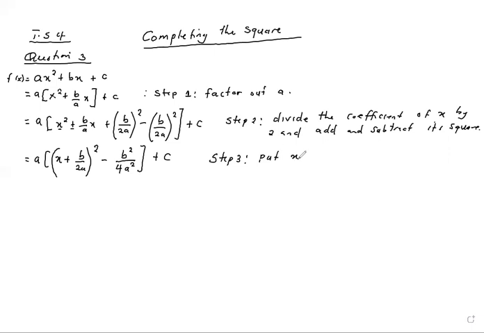We put x plus b over 2a in the brackets squared and expand the subtracted square.